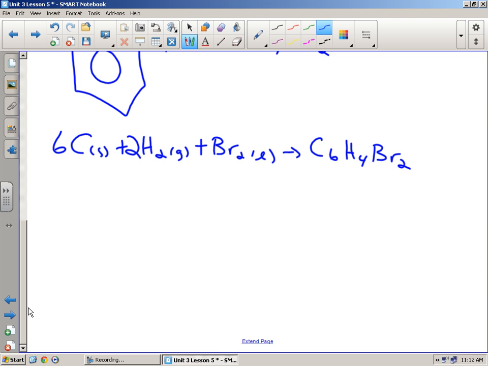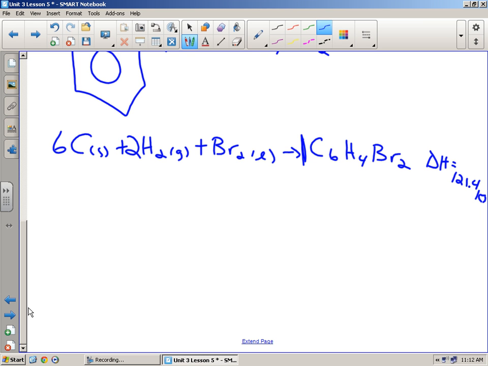I could include the enthalpy change, or the enthalpy associated with this reaction, by putting it at the end here. This would be delta H notation. Well, it says here the heat of formation for 1,2-dibromobenzene is 121.4 kilojoules per mole that I make. So I'm only making one mole here, so I need 121.4 kilojoules. Okay, that would be called delta H notation, yeah.